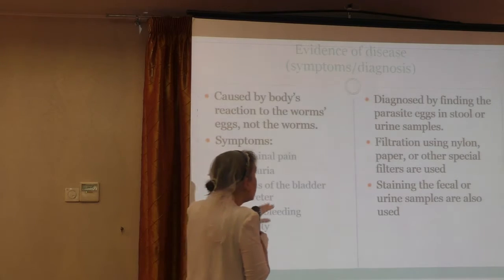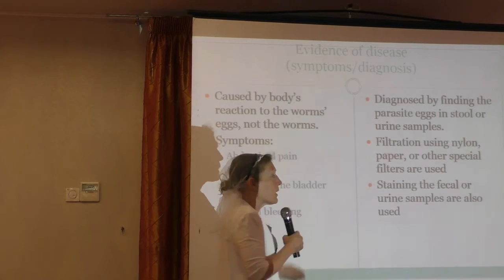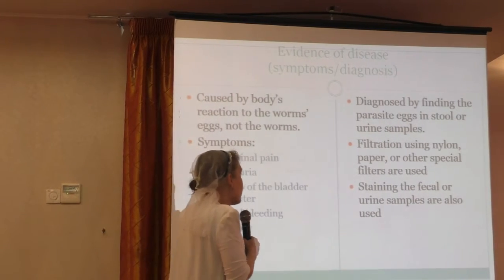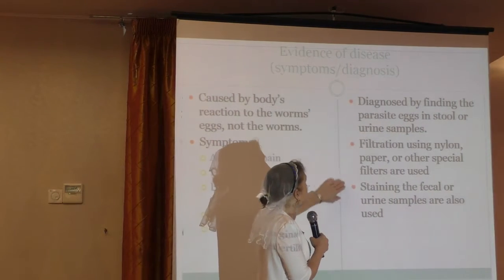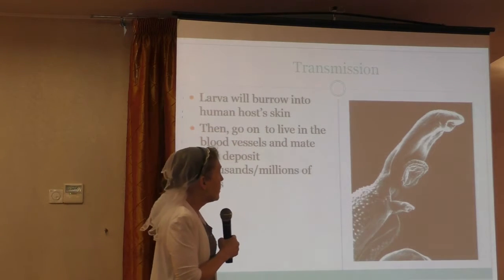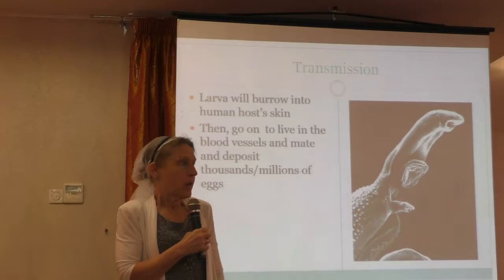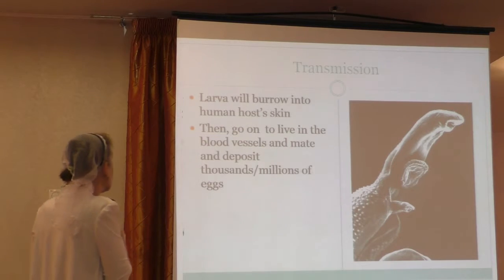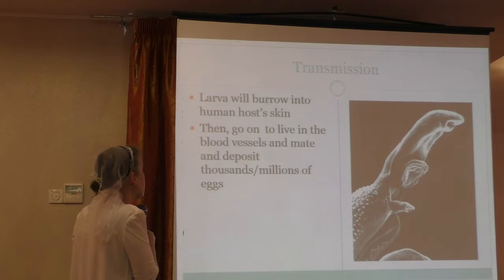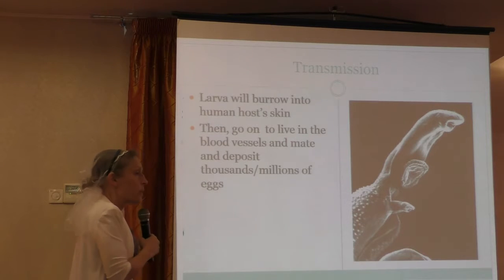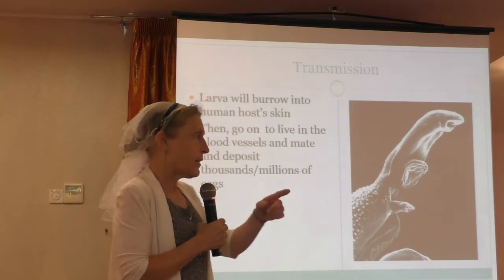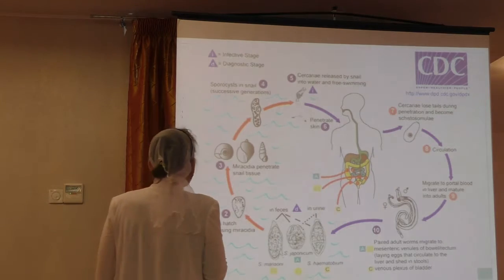So how do we find it? Yay, we get to look at something other than serology. Looking at fecal and urine samples, looking for the eggs in the stool. So there's the ugly thing itself. It burrows into the human host's skin and goes on to live in the blood vessels and then deposits thousands or millions of eggs. The story of helminths is always very, very nasty. Yeah, so here's a picture.